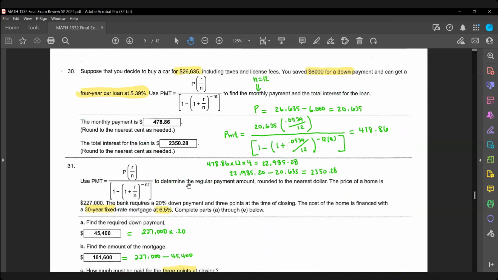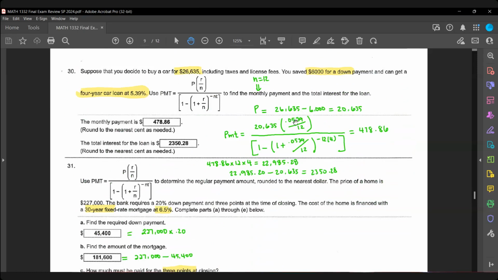Number 30. Suppose that you decide to buy a car for that particular price. You put in a down payment, which will reduce the price of the car. Whatever is left over, you decide to get a loan for 4 years at 5.39%. It tells you what formula to use. It's not 26,635. Instead, it's 20,635 because you knock 6,000 off the price.